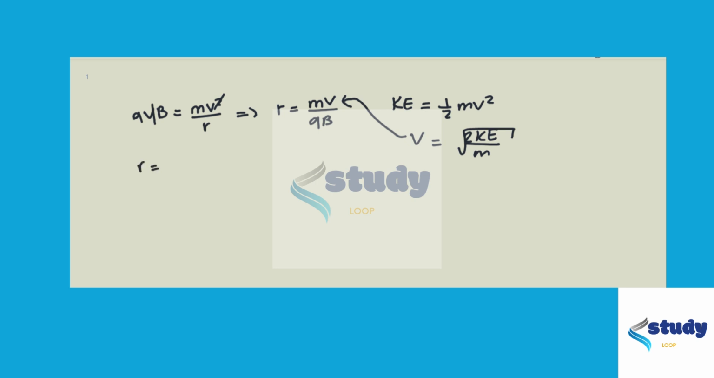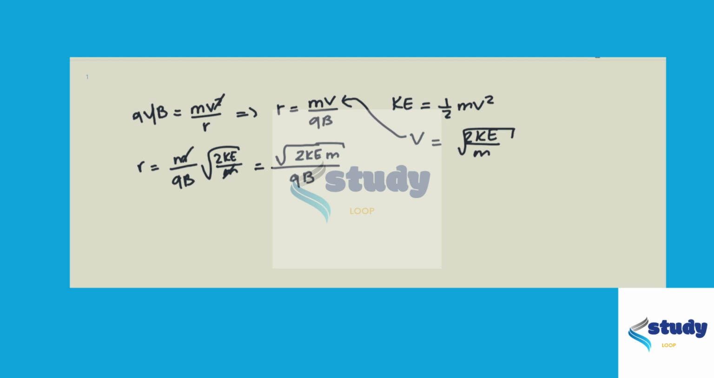So then if you rewrite r, it's going to be equal to m over qB times the square root of 2 times the kinetic energy divided by the mass. So if we actually cancel out masses here, what we're going to have is the square root of 2 times kinetic energy times mass, divided by the magnitude of charge and magnitude of the magnetic field. So this is the formula for the orbital radius, if we know the kinetic energy and the mass and the charge and the magnetic field.